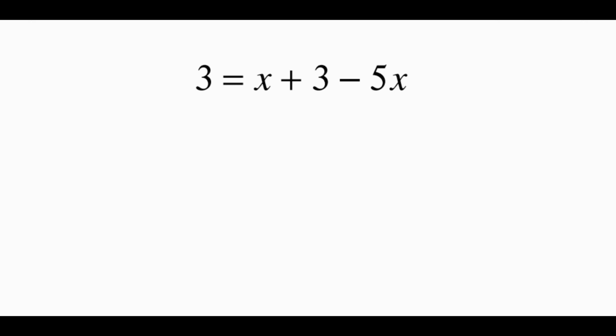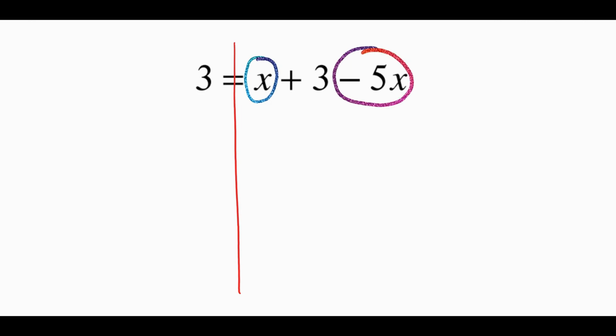3 equals x plus 3 minus 5x. Draw my line down the equation, and I'm going to combine any like terms that are on the same side of the equation. So over here I have a positive 1x and a negative 5x. With different signs you're going to subtract and take the sign of the bigger number. So if it helps you to think of this as a 1x, we're going to subtract 5 minus 1 is 4, and the sign of the bigger number is a negative. So we have a negative 4x, and the 3 still stays there as a positive 3.